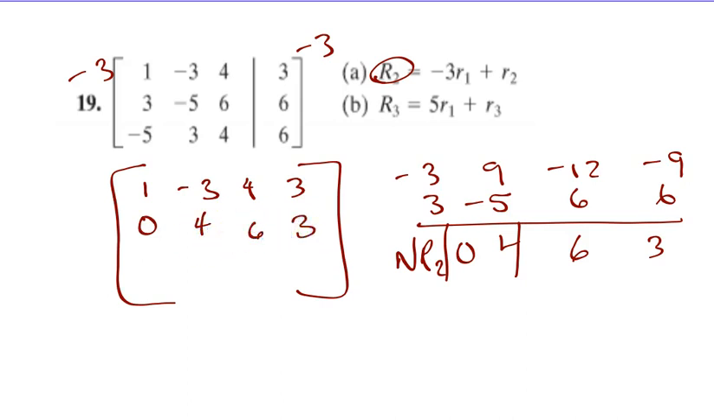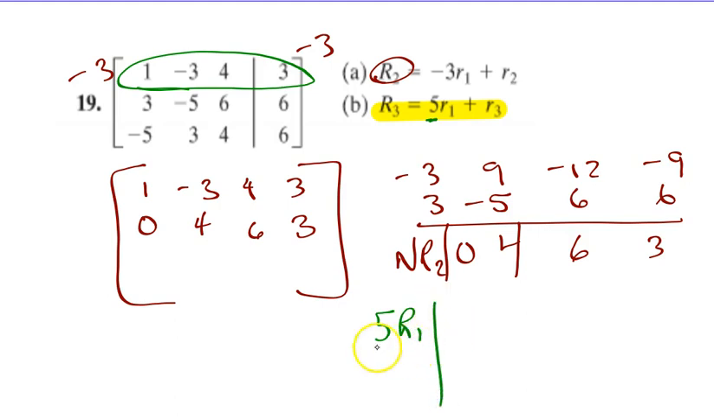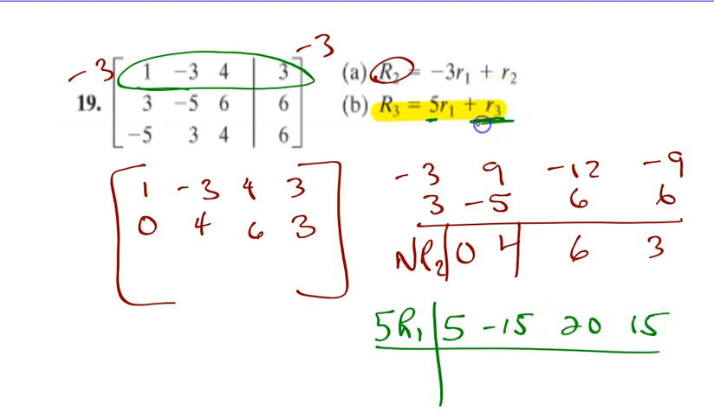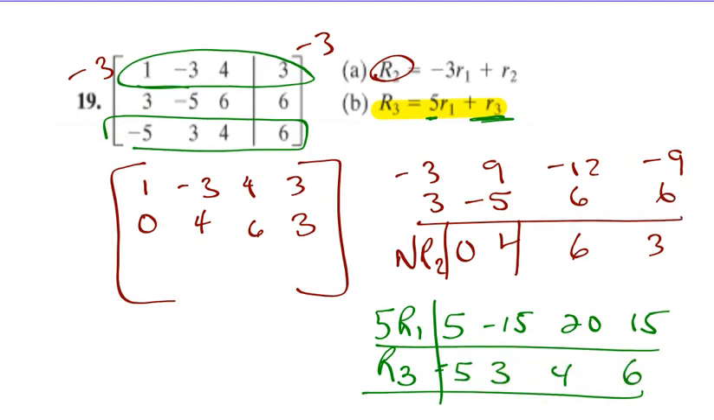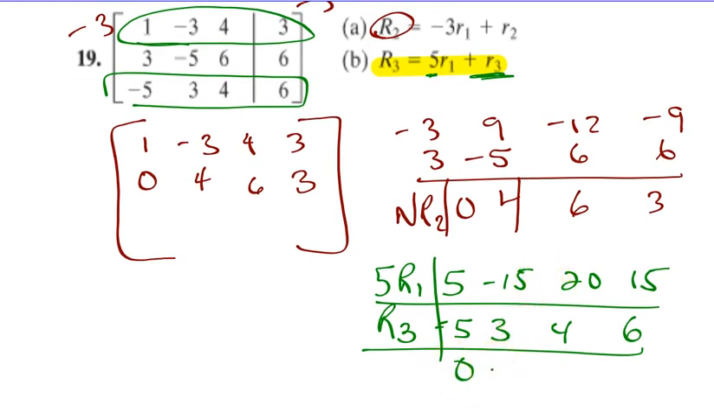But it does look like I'm trying to change row 3 as well. So let's just create a new one. It says take 5 times row 1. So here's row 1. I'll take 5 times it. So 5 times row 1 gives me 5, negative 15, 20, 15. And add row 3 to it, which is here: negative 5, 3, 4, and 6. And adding, 0, negative 12, 24, and 21.